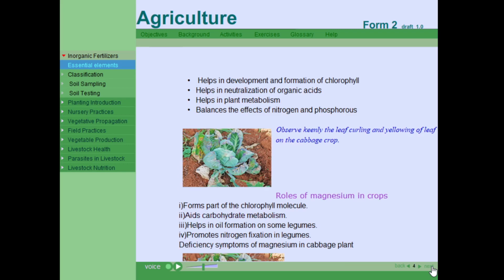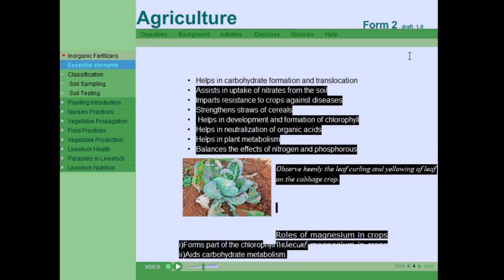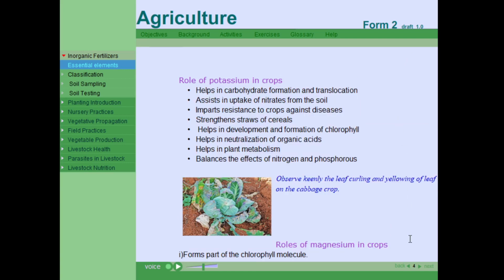Role of potassium in crops: helps in carbohydrate formation and translocation, assists in uptake of nitrates from the soil, imparts resistance to crops against diseases, strengthens straws of cereals, helps in development and formation of chlorophyll, helps in neutralization of organic acids, helps in plant metabolism, and balances the effects of nitrogen and phosphorus. Observe keenly the leaf curling and yellowing of leaf on the cabbage crop.